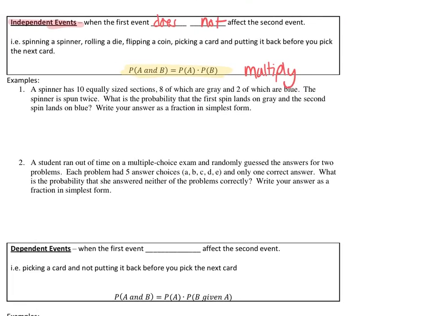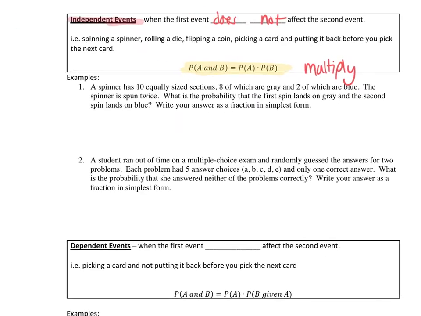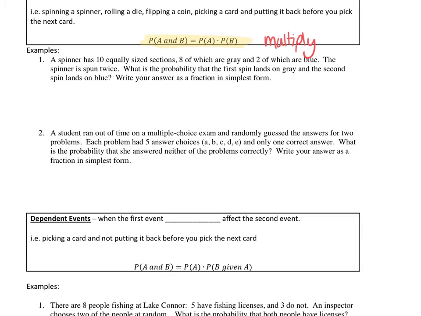So a spinner is an example of an independent event. A spinner has 10 equally sized sections, 8 of which are gray and 2 of which are blue. The spinner is spun twice. What is the probability that the first spin lands on gray? So that's important to note. The first spin lands on gray, and the probability that the second spin lands on blue. So again, we have to find the probability of both events.